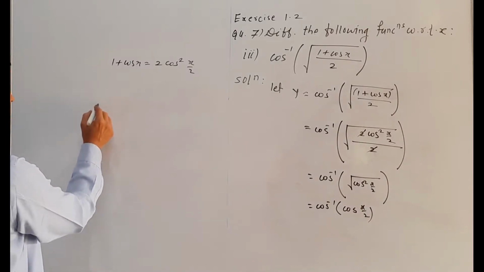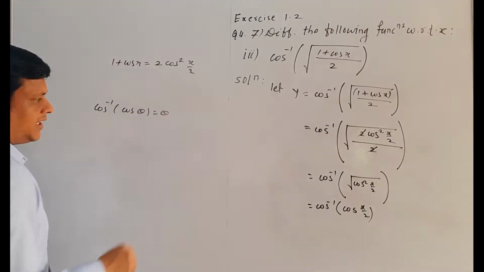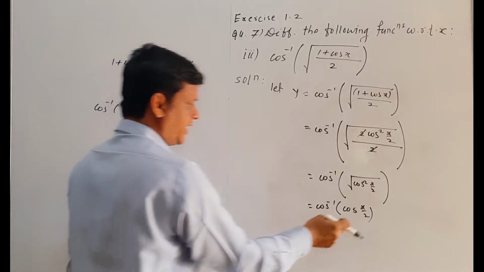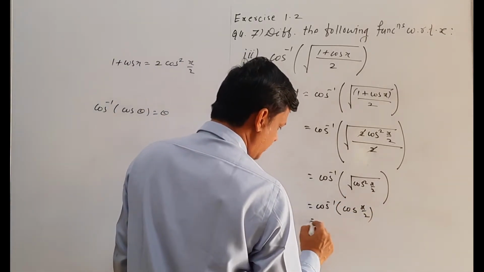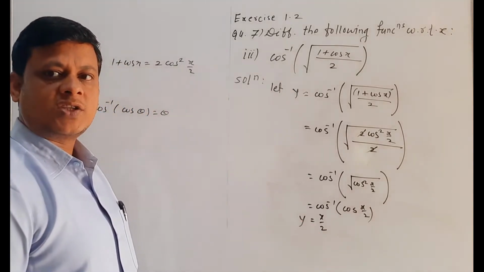Again we know the property cos inverse of cos theta is equal to theta. So here in place of theta we have the value x by 2. So we write this as x by 2. So we get here y is equal to x by 2.